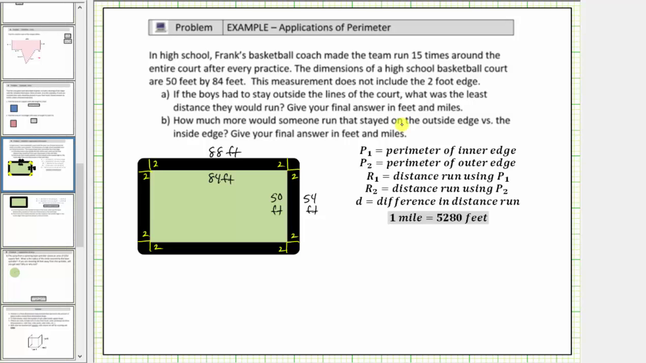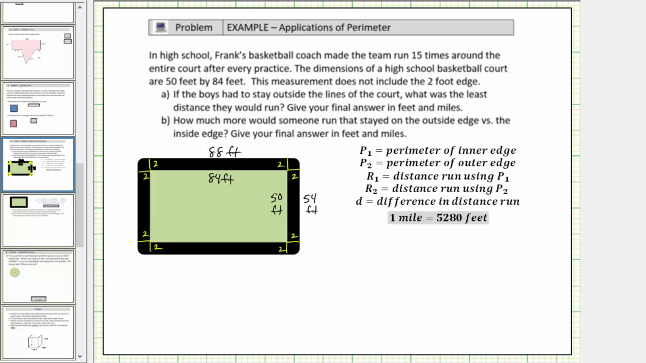Let's begin by defining the variables to keep things organized. Let P sub 1 equal the perimeter of the inner edge, P sub 2 equal the perimeter of the outer edge, and therefore we'll let R sub 1 equal the distance run using P sub 1, the inner edge, and R sub 2 equal the distance run using P sub 2, which is the outer edge. And then finally we'll let D equal the difference in distance run.